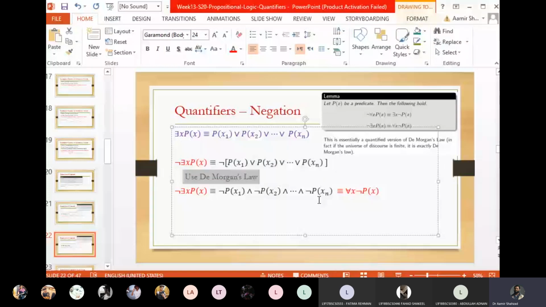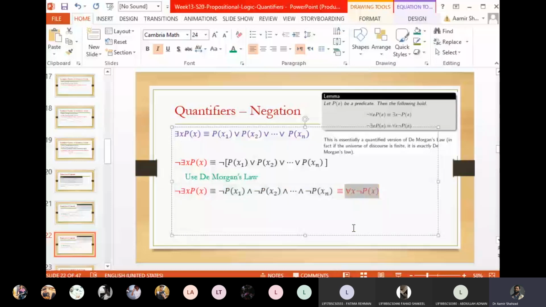So we can implement De Morgan's law here. So according to De Morgan's law, OR operator is converted into AND operator, और जो आपकी individual statements हैं उन सब की negation होगी. So it becomes negation of p of x1 and negation of p of x2 and negation of p of x3 and negation of p of xn. So this is AND operator. Conjunction is universal quantifier. So this becomes for all x such that negation of p of x.